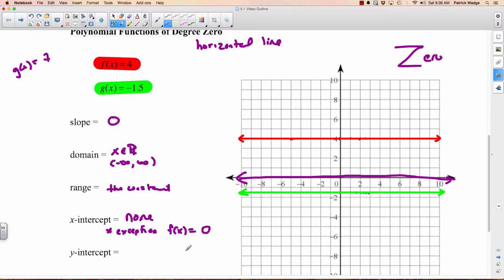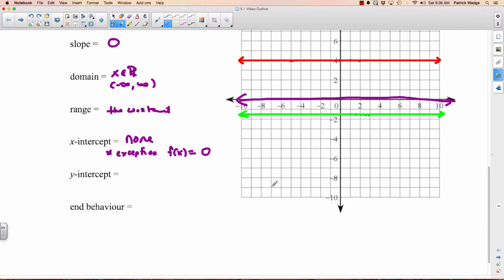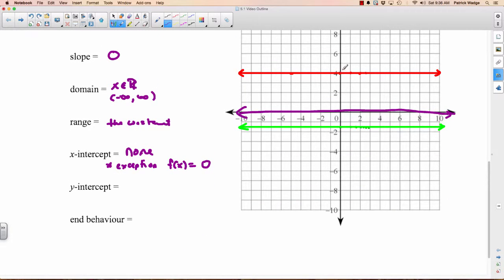Everything's an x-intercept. And the y-intercept. Well, the y-intercept in this question here is 4, and the y-intercept in this one is negative 1.5, and the y-intercept in this one is 0. Again, that's just the same as the constant. So the y-intercept is the value of the constant.